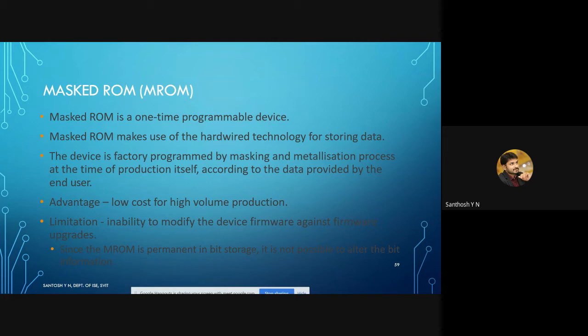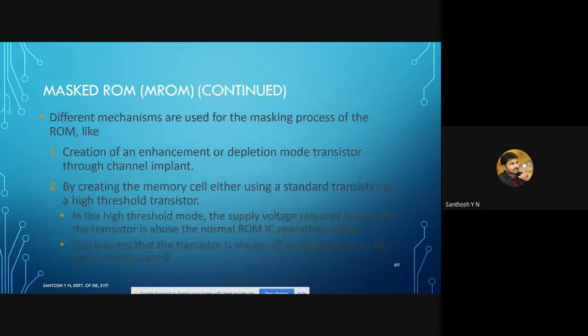The limitation is the inability to modify the device firmware against firmware upgrades. So if you want to upgrade your software after some time, there will be no possibility to modify it. That is one of the major limitations. Since the MROM is permanent in bit storage, it is not possible to alter the bit information. So once it is updated by the company people, it cannot be modified. That is one of the major limitations with respect to masked ROM.